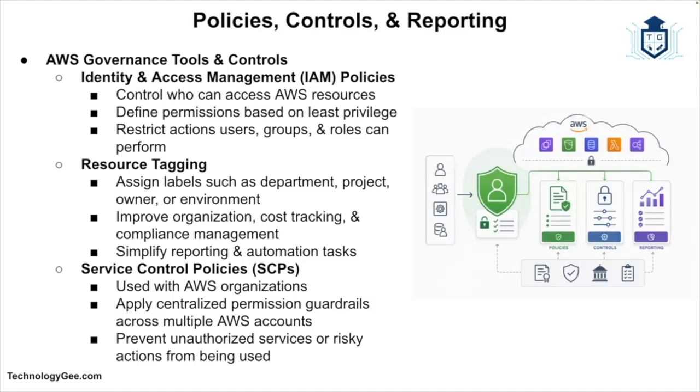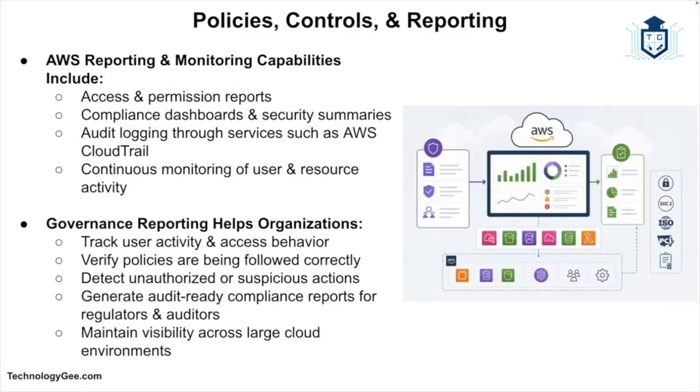All right, next we have policies, controls, and reporting. So governance, this isn't just about setting rules, it's about enforcing them. And AWS provides several ways to do this. You have identity and access management policies, you have resource tagging, and you have service control policies. And for reporting, AWS provides access reports, compliance dashboards, and audit logs. And all of this allows organizations to track user activity, ensure policies are being followed, and generate reports for auditors.